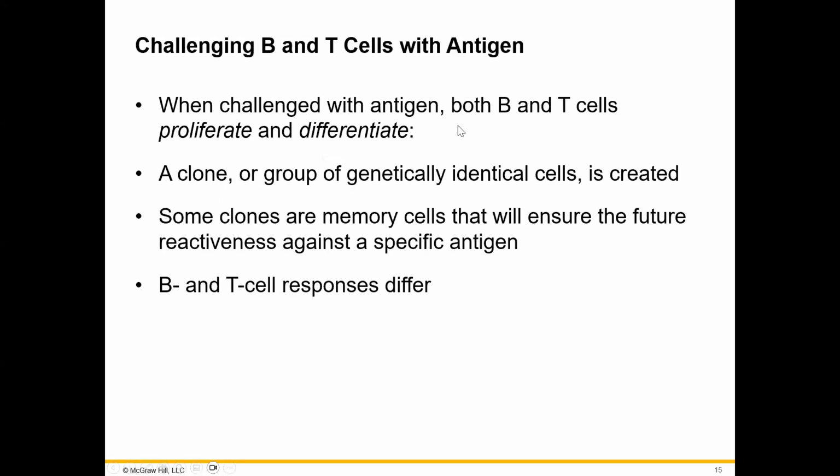When challenged with an antigen, B cells and T cells, both of them proliferate and differentiate. So the multiplication of a particular lymphocyte creates a clone, or a group of genetically identical cells, some of which are memory cells, and those will ensure future activity against that antigen. Because these B cell and T cell responses differ significantly, we're going to be looking at them separately from this point onwards.